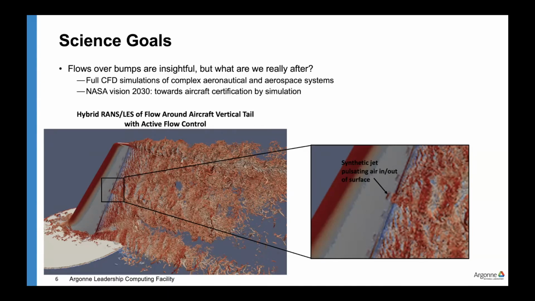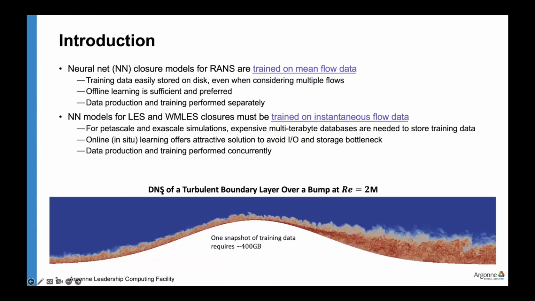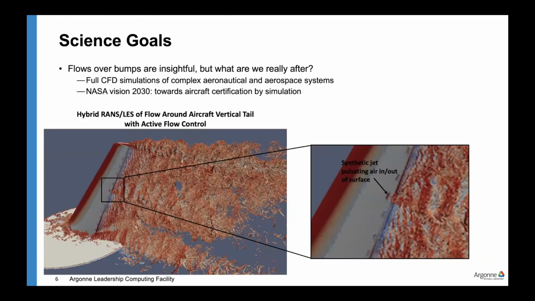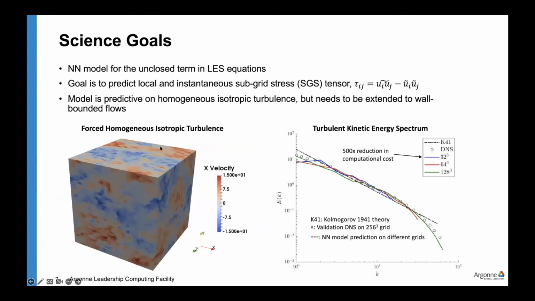For the wing, for the vertical tail, it can produce a bigger side force, but the physics are very complicated. And so the goal would be to train our models on something like this, which is supposed to represent the physics involved, and then apply it to these types of problems. A little bit more on our science goals, where we stand at the moment. As I mentioned, we are using this to train neural net models for unclosed terms in the LES equations.